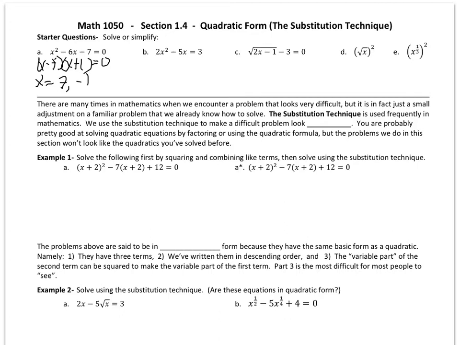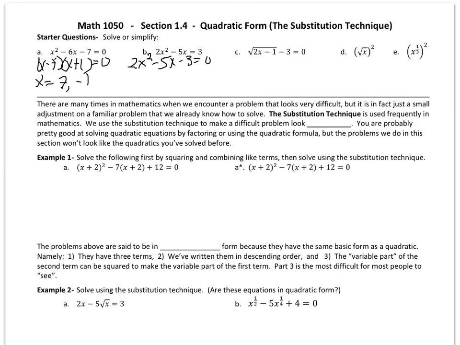What do we do? Okay, we got to get 3 over, right? So we subtract 3 from both sides. So we get 2x squared. Okay, that really is a square, believe it or not. This is not the most highly sensitive stylus here. 2x squared minus 5x minus 3 equals 0.